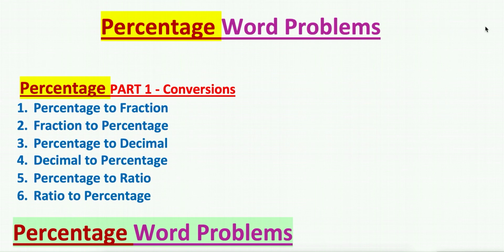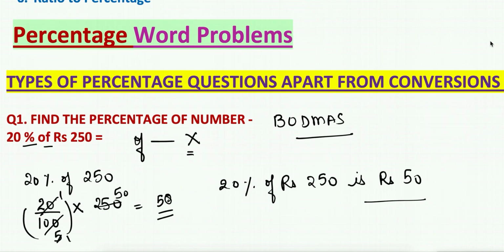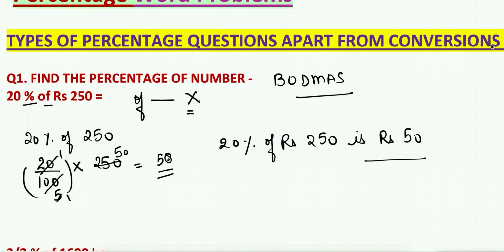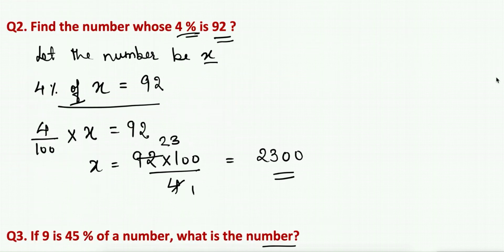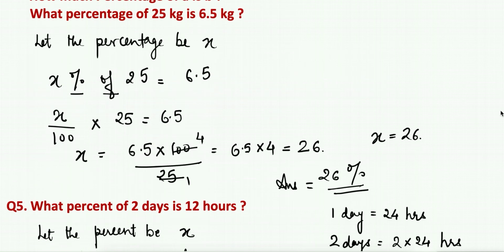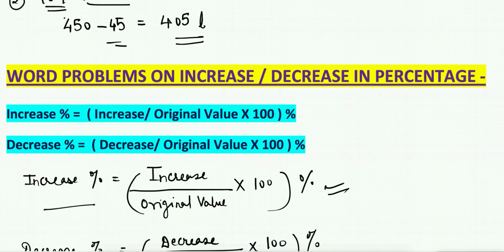So I hope all the questions are clear to you. I have tried to cover all the different types of percentage word problems. First, we have seen how to find the percentage of a number. Second, find the number whose percentage is given. Then how much percentage one quantity is of another. Then the word problems on increase and decrease in percentage.